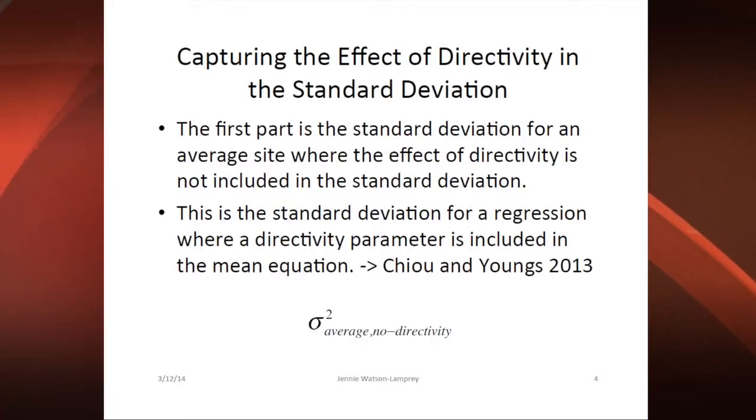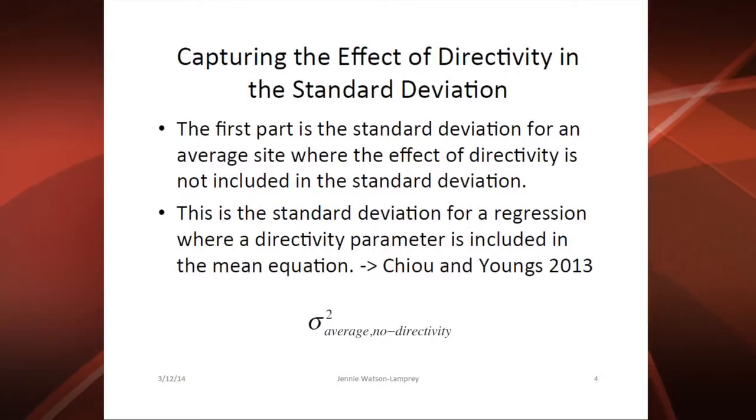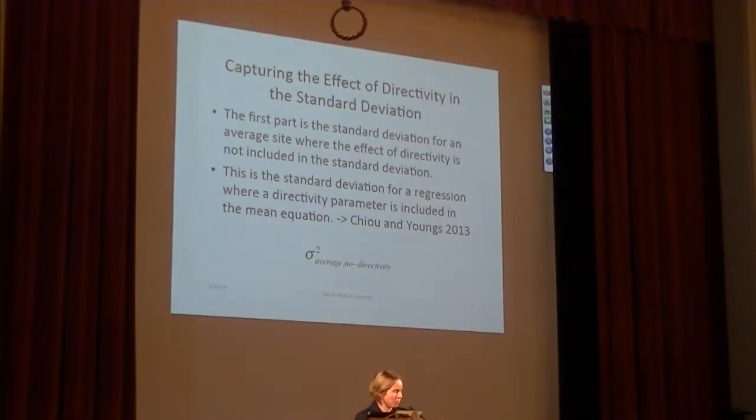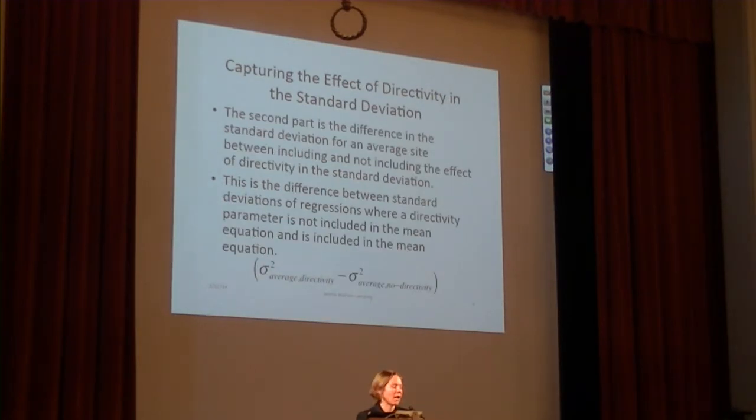This is what you'd start with when you're looking to add more standard deviation on. This would be your base case, the bottom line. You would then want to add on the difference in the standard deviation for an average site between including and not including the effect of directivity in the standard deviation. So this would be the difference in running a regression between having a directivity term in the mean and not having a directivity term in the mean.